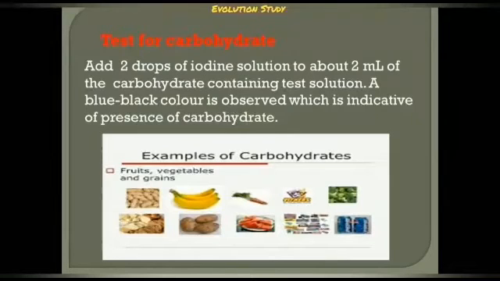Now let's do something interesting. Let's do a test for the carbohydrates. Add 2 drops of iodine solution to about 2 milliliters of the carbohydrate containing test solution. A blue-black color is observed, which is indicative of the presence of carbohydrates. It includes fruits, vegetables, grains, etc.